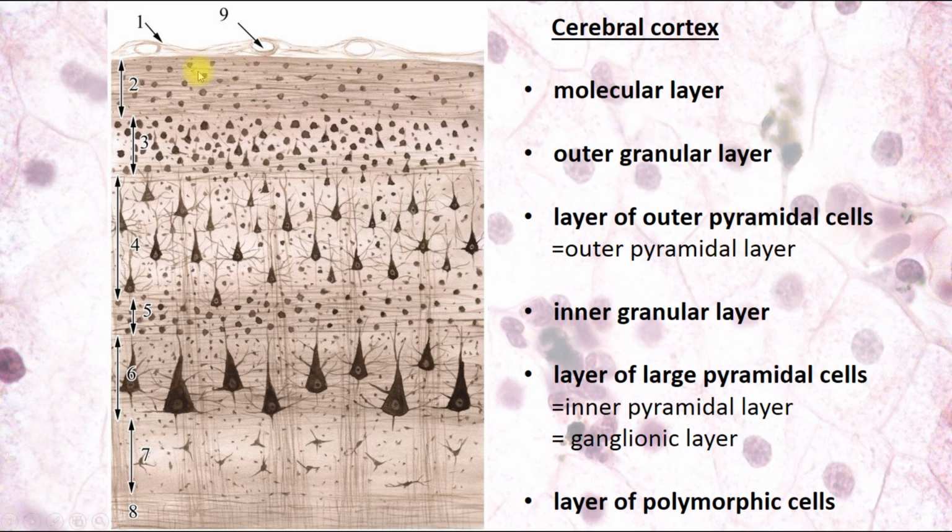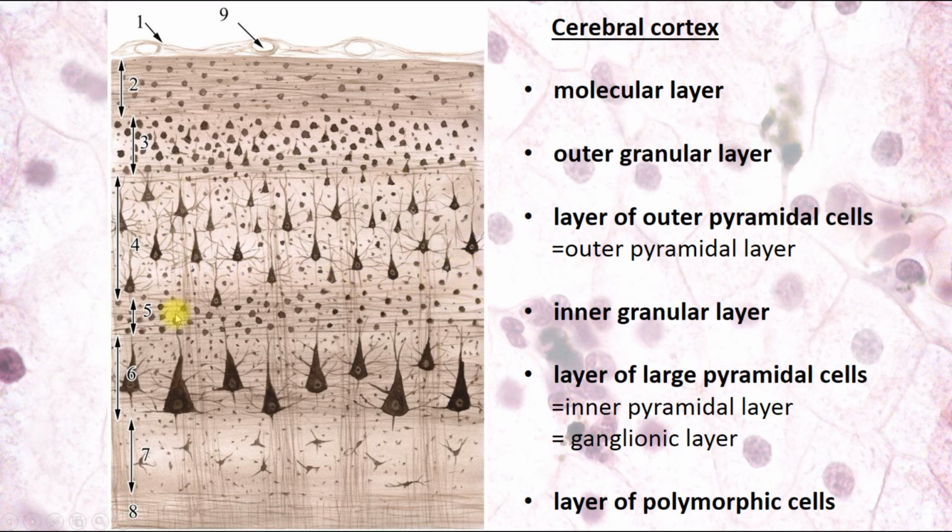The outermost layer is the molecular layer, which has the same name as the outermost layer of cerebellar cortex. Here we can see the molecular layer. It has different cells with different shape, and they aren't very numerous. They are present in this outermost layer. Next, it's the outer granular layer. Here we can see cells which have granular appearance. Also, we have the layer of outer pyramidal cells, also called the outer pyramidal layer or simply pyramidal layer. Here we can see it. It's the biggest, the thickest layer.